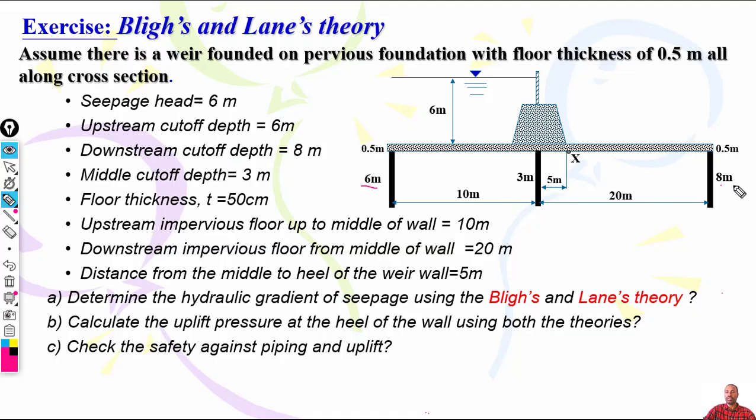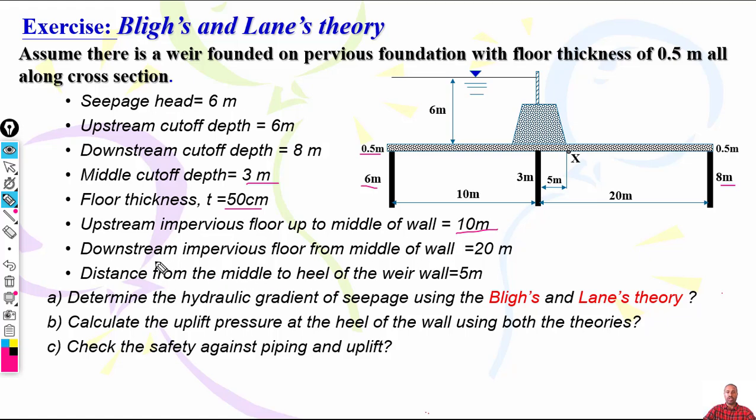Once you put this one, then floor thickness again 50 centimeter, so you have to put 0.5 meter. Then upstream impervious floor up to the middle wall. This is the middle wall, 10 meter only given. Then distance to the downstream impervious floor from the middle of the wall is 20 meter.